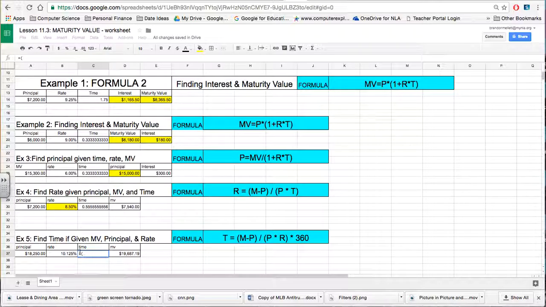Equals, parentheses, maturity value minus principal, divided by principal times rate, times 360. And again, the reason we're doing 360 is because we're finding time, and it's in days. So that's why we're doing 360. If it was not in days, we would not use 360. Enter, 280 days. So in order to reach $19,687.19, we would need a 10 1/8 interest rate, and we would need $18,250.